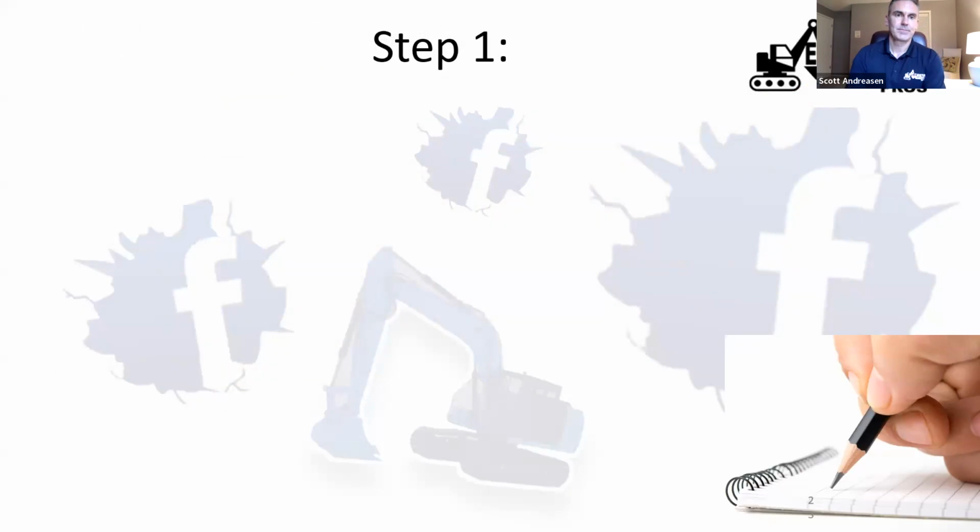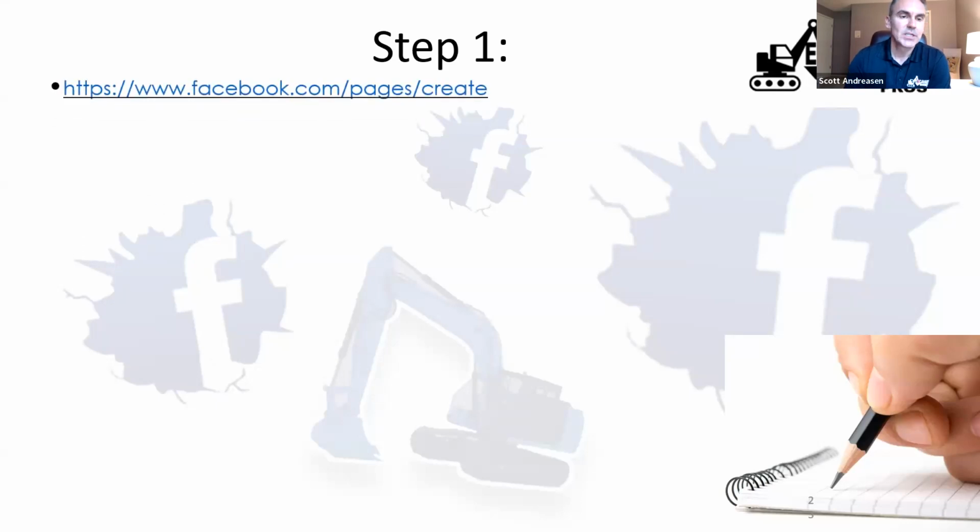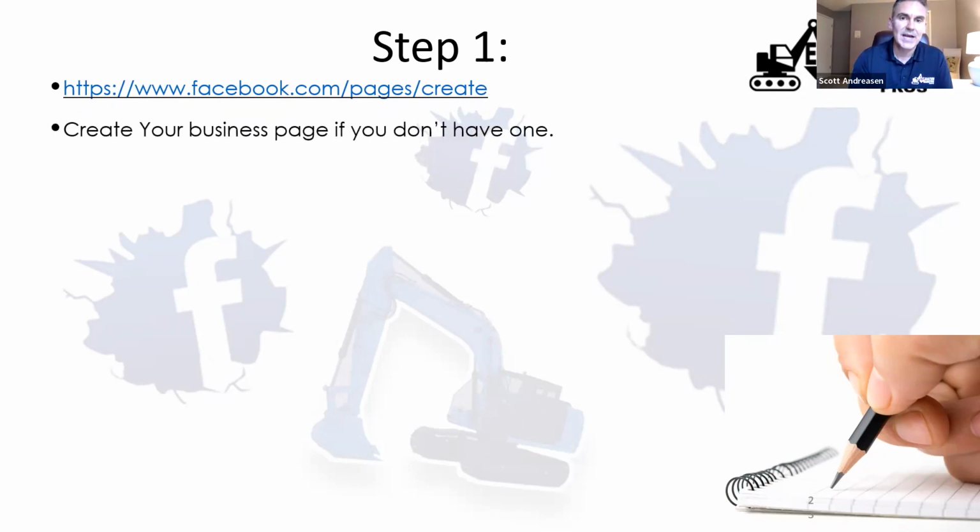So step one, if you have a pen and paper handy, you might want to pull it out now. You're going to go to facebook.com/pages/create. So if you don't have a Facebook page, you can do this. Okay. And if you do have a page, I'm going to show you how to edit things. Create your business page if you don't have one using that link.